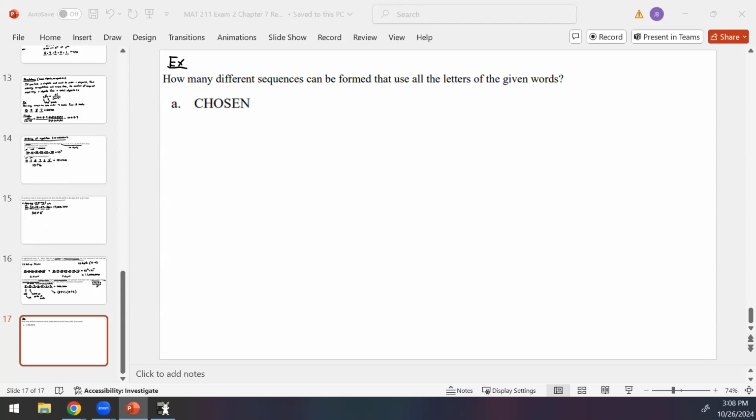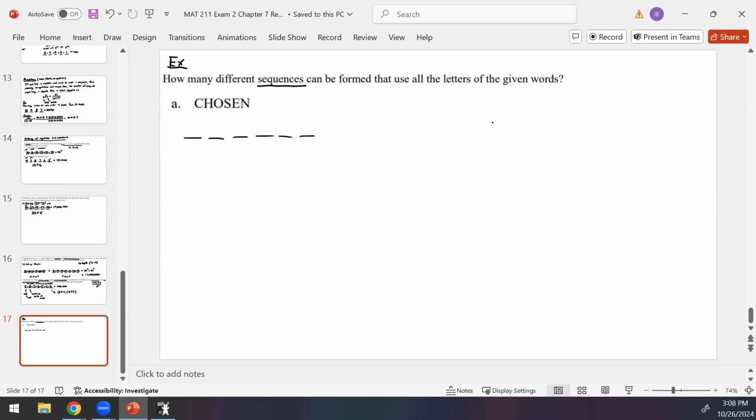So how many different sequences can be formed using all the letters that are given? You see the word sequences, the definition of permutation and multiplication, sequences, that matters. That means order, right? So how many letters do I have? 1, 2, 3, 4, 5, 6.